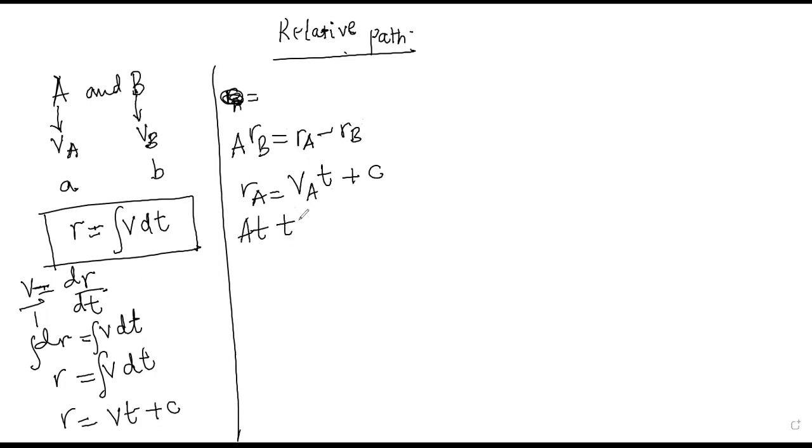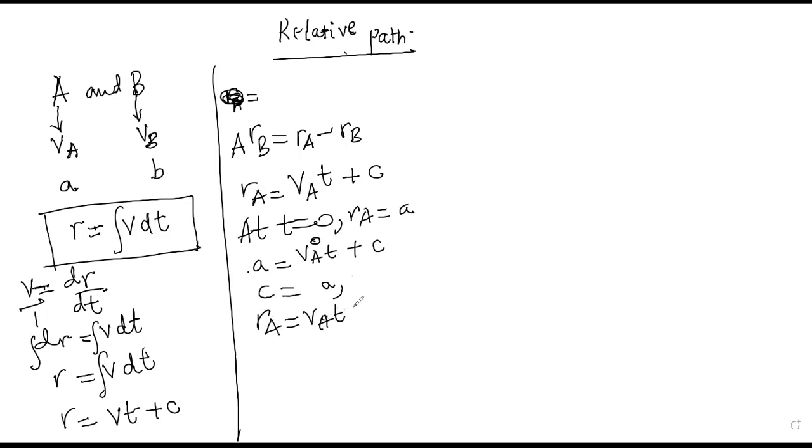But at T equals 0, we shall have our RA as A, the position of A from the origin. So it will be A when no time has elapsed. By substituting, A is equal to VA times 0, which is 0, plus C. So C is A, and therefore RA is equal to VAT plus the constant, which is A. The same applies to RB. RB is going to be equal to VBT plus the position of B from the origin.